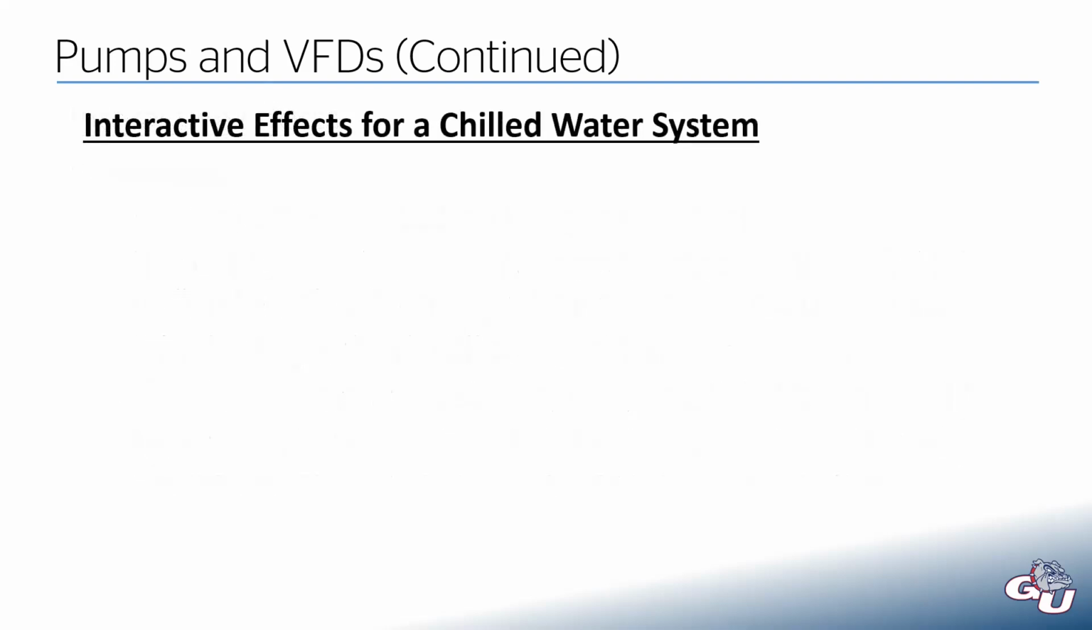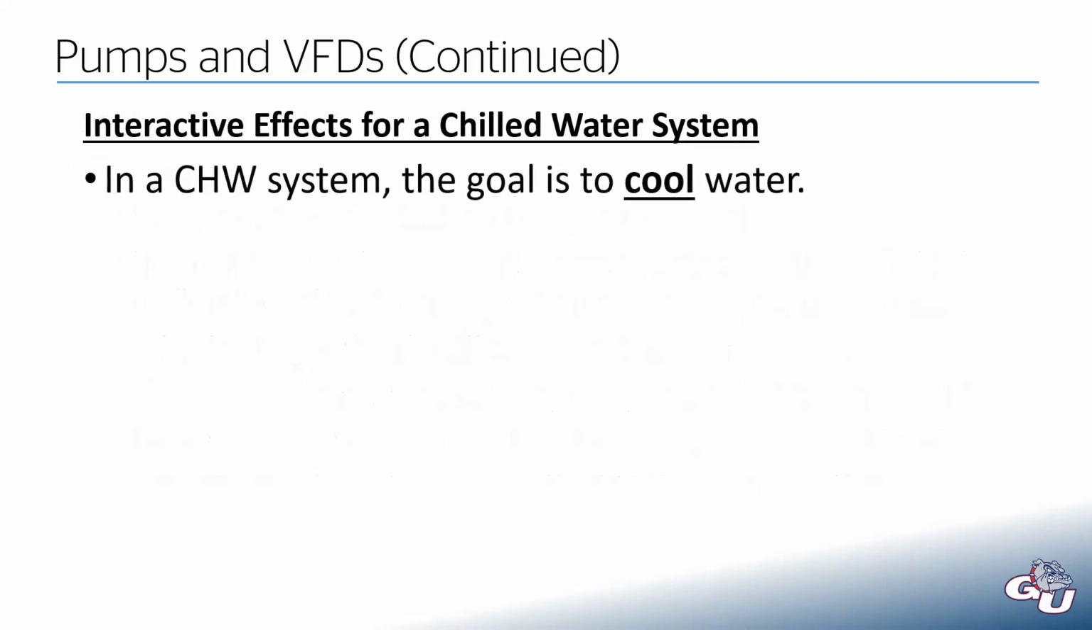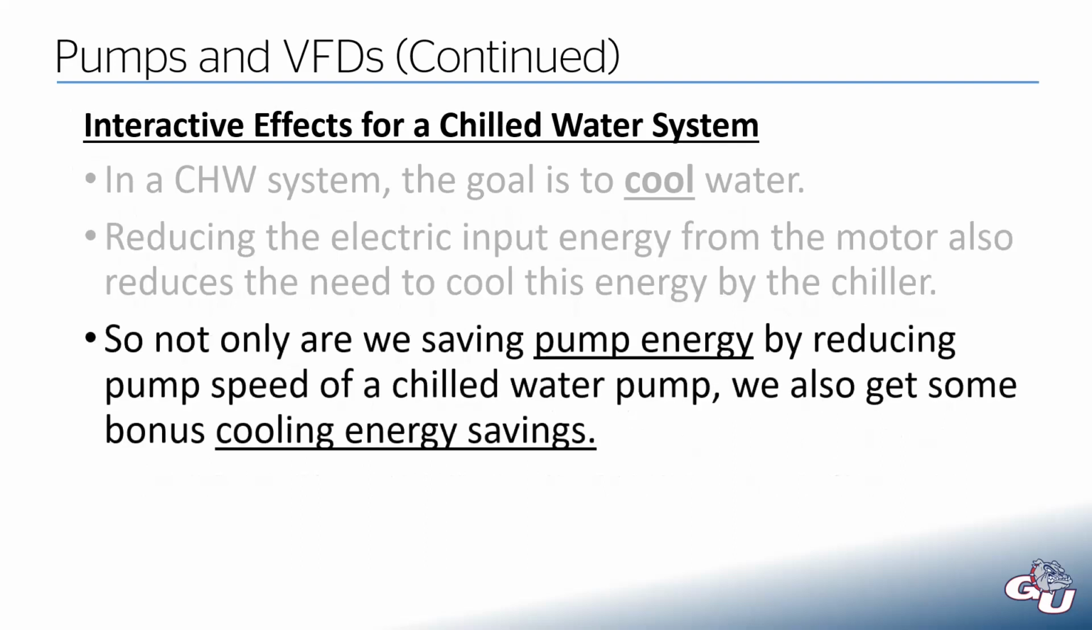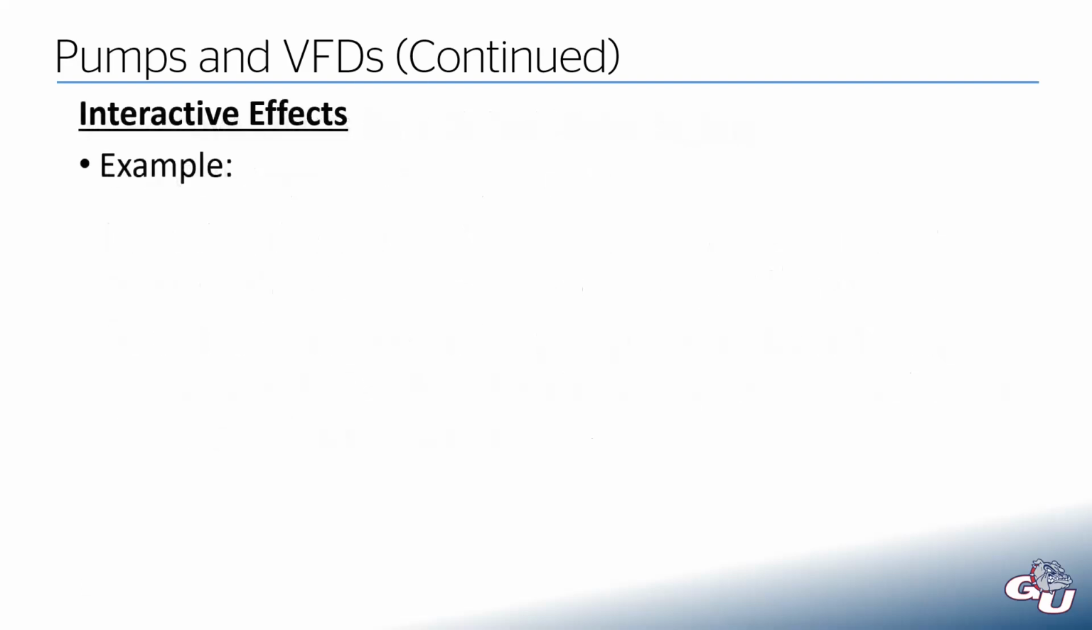On the chilled water side, the goal is to cool the water. And so if we reduce that electric input energy, that also means we don't have to cool that energy by the chiller. So now we're saving pump energy by reducing the pump speed, but then we get some bonus cooling energy savings on the chiller because now the chiller doesn't have to work quite as hard.